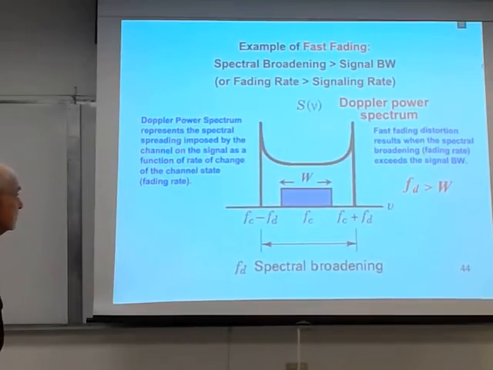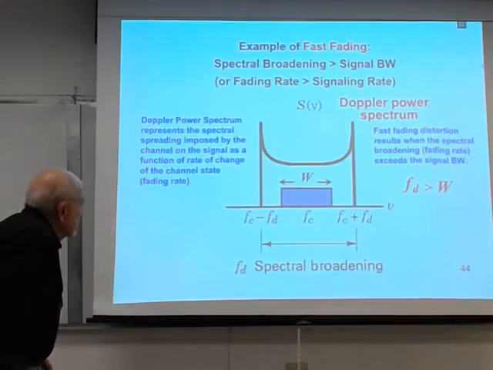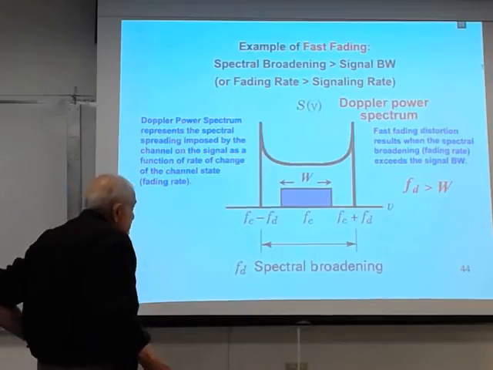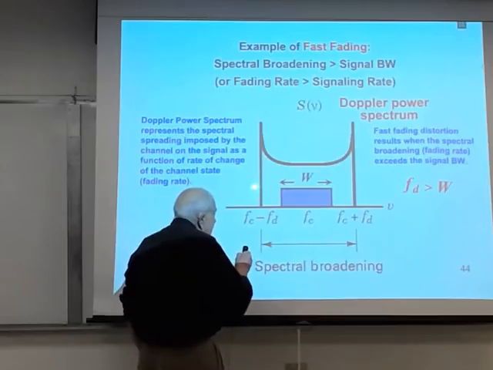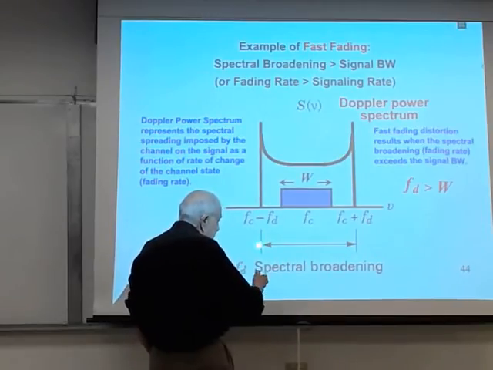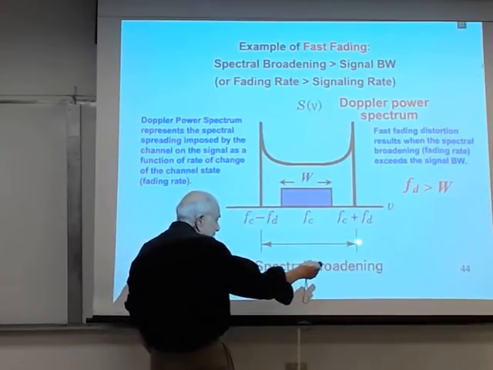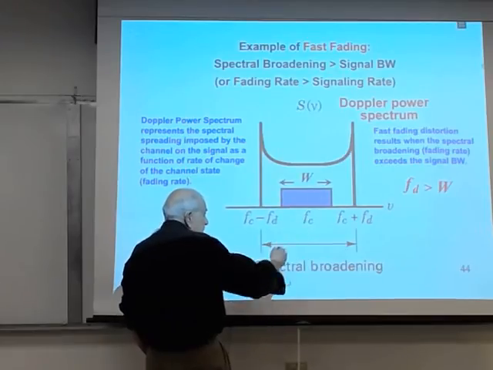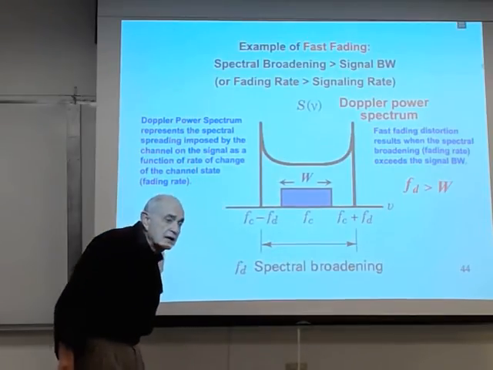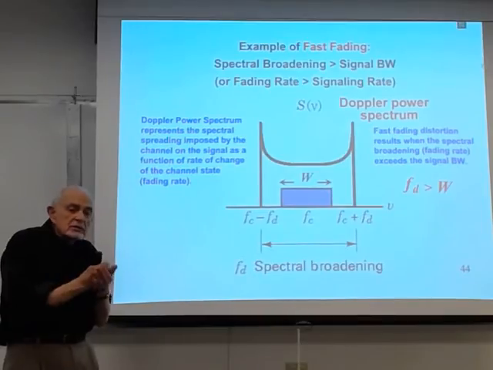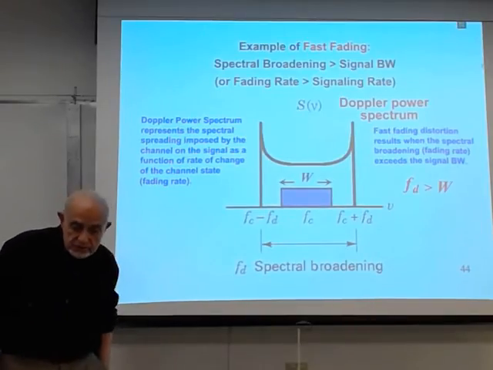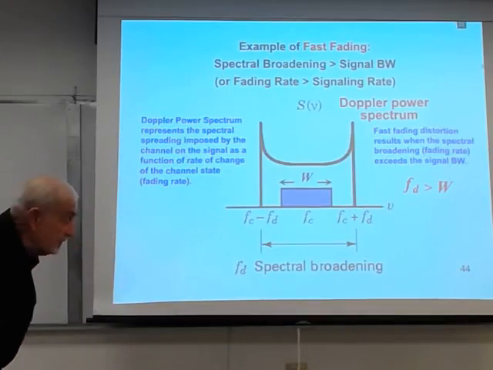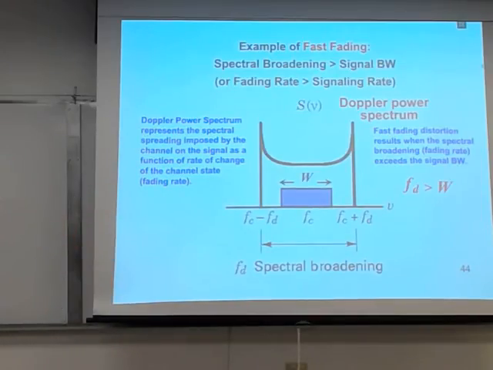So if you take a look at the fast fading and spectral broadening, notice this is an example of when the fading, remember another name for this is fading bandwidth, is much greater than the signal bandwidth. Again, what that means is that you're going in and out of phase faster than you are changing your symbol. And that's mutilation and distortion.